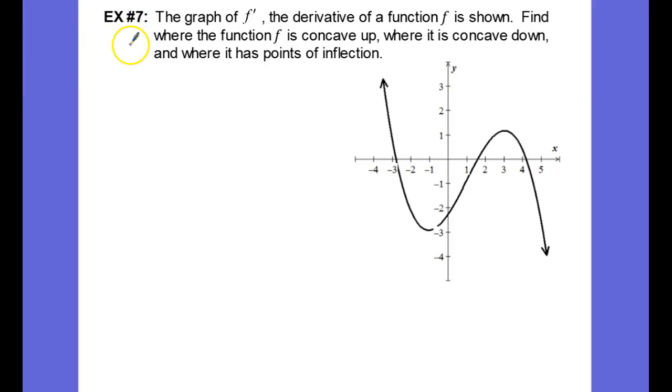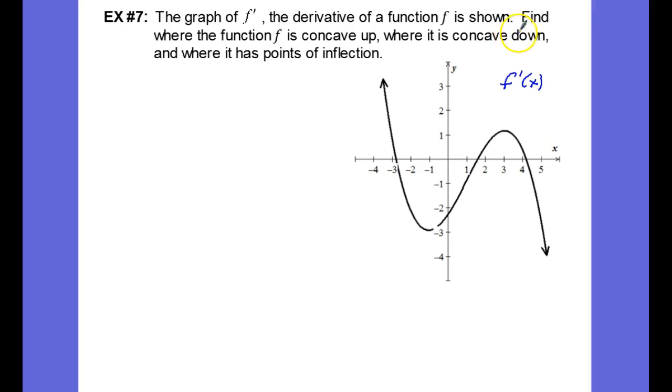In example 7, they have done something that is a very common thing done on the AP exam. They have given me a graph, not of the function f, but of f prime. I don't know what the function is, but they've given me a graph of it, and this is enough information for me now that I know the relationship between f prime and f double prime.